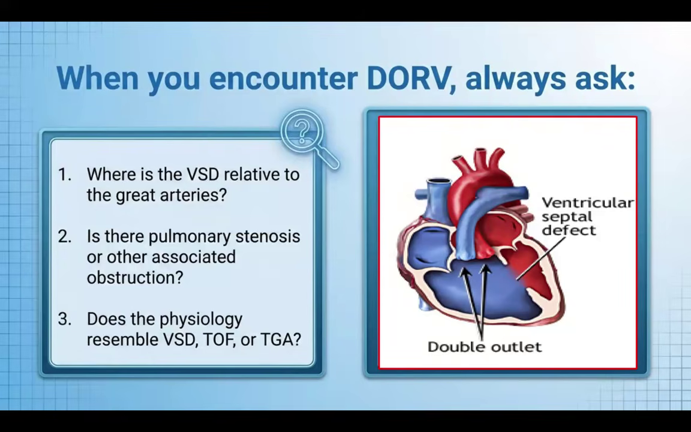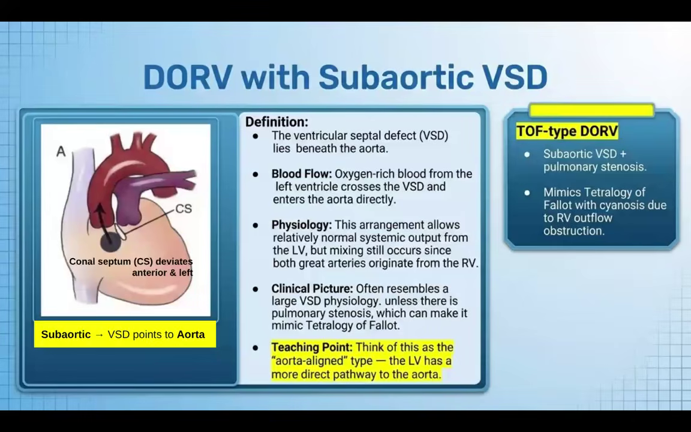Is there a pulmonary stenosis or any other obstruction seen? And then what does it resemble? Does it resemble a very large VSD, or tetralogy, or transposition? And you'll see why as we go through each particular step. Let's start with this one in particular.